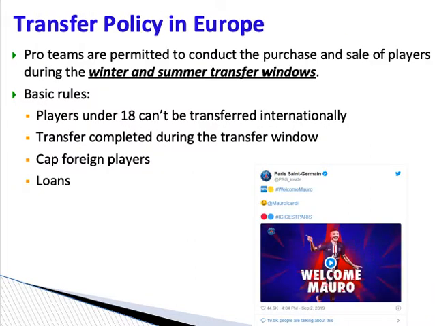One last topic we're going to talk about is transfer policy and transfer rules in Europe. Right, professional teams are prohibited from conducting the purchase and sale of players.